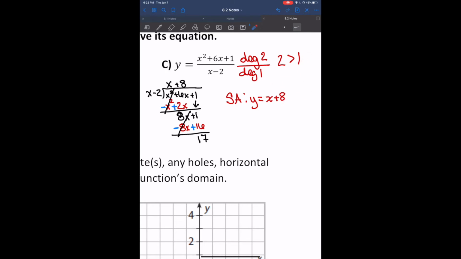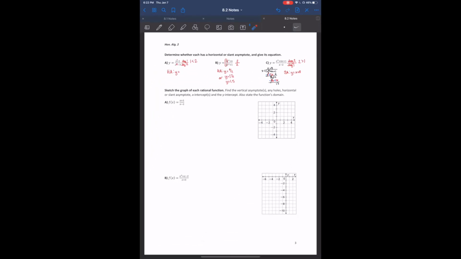All right, so now that we know how to identify the types of asymptotes that we have, let's go ahead and talk about graphing these functions. This is a multi-step process, okay? I'm going to give you about 5 steps in order to graph the function. We need to find the vertical asymptote, any holes, horizontal or slant asymptote, x-intercept, y-intercept, and then state the domain, okay? That's a lot.